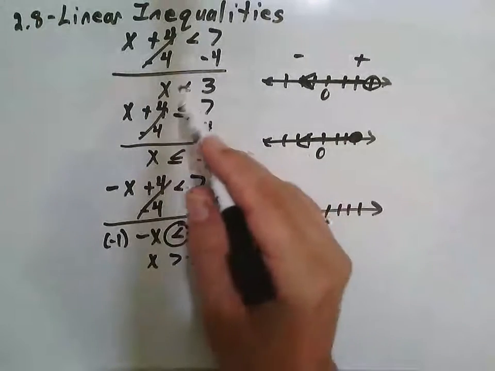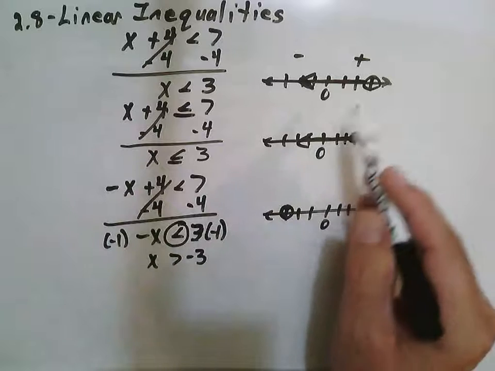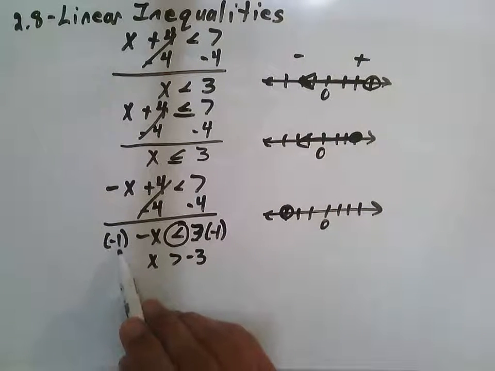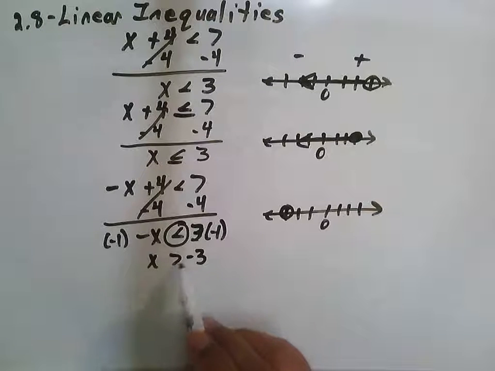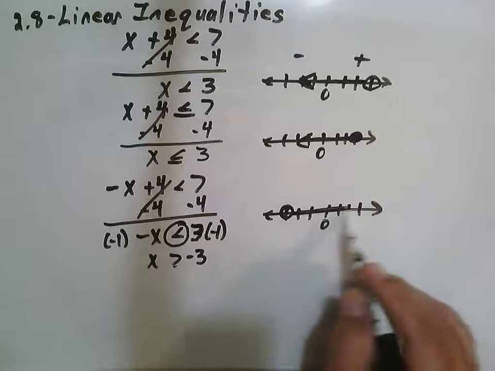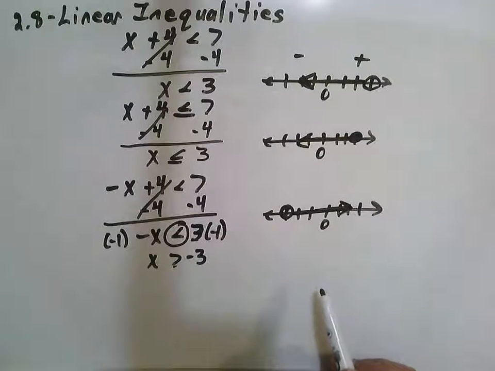So notice that these are all pointed to the left, so therefore my arrow is pointed to the left. On this one, I've reversed it because I multiplied by a negative variable. That means everything is going to the right, so it's going to look just like this. Just make sure you go by the 0 and graph it out.